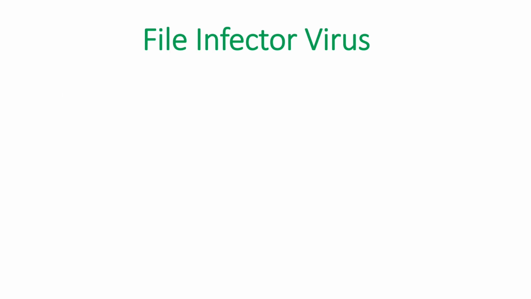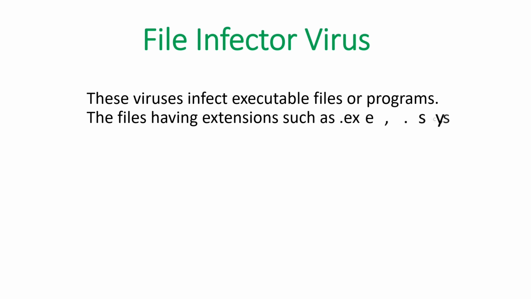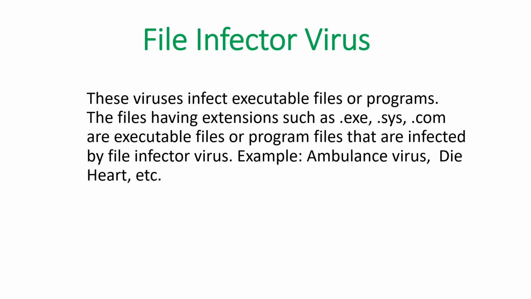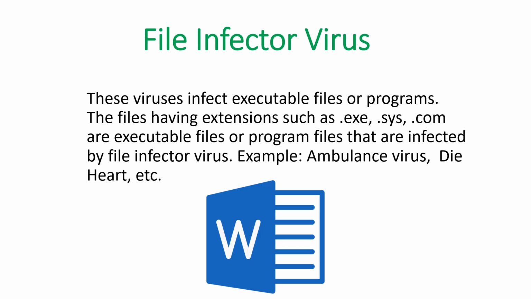And the next one is the file infector virus. These viruses infect the executable files or programs. Executable files means those program files that have the extension such as .exe or .sys or .com. These are the executable files or programs which are affected by the file infector virus. Actually, these viruses affect the application programs or application software of our computer system. The examples of file infector virus are the Ambulance virus, Die Hard, and so on.